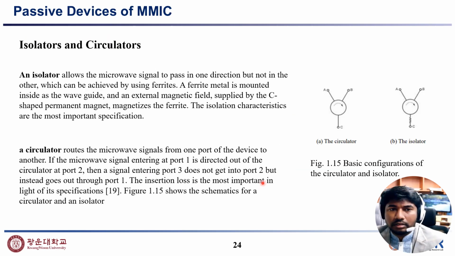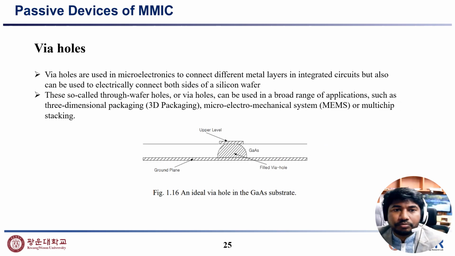And here, isolator and circulator. This is almost the same thing. An isolator allows a microwave signal to pass in one direction but not in the other, which can be achieved by using ferrite. And a circulator routes the microwave signal from one port of the device to another. So this is the basic difference.